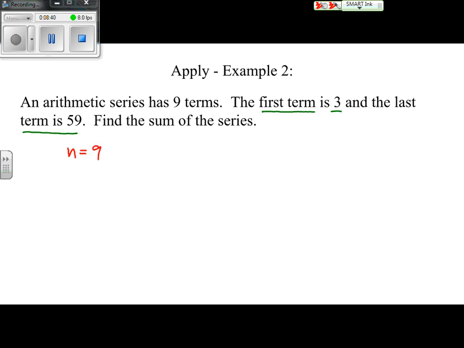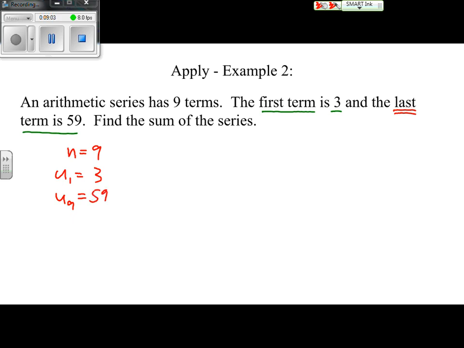The first term is 3, so that would be u sub 1 is equal to 3. And the last term is 59. So that would be u sub 9. Now, how did I know that was the 9th term, or u sub 9? Well, because there were 9 terms, and it said the last one is 59. So the 9th term must be 59, u sub 9, the 9th term.